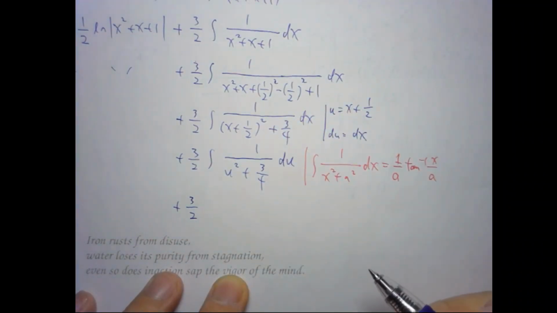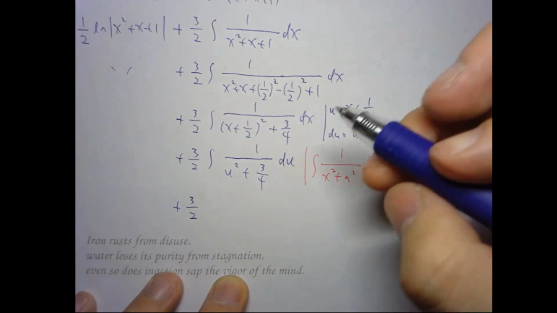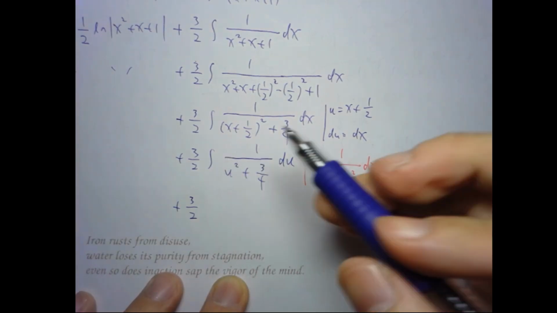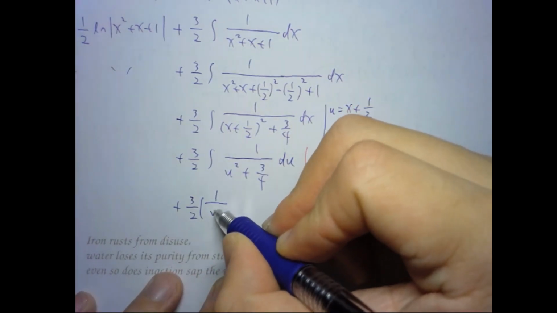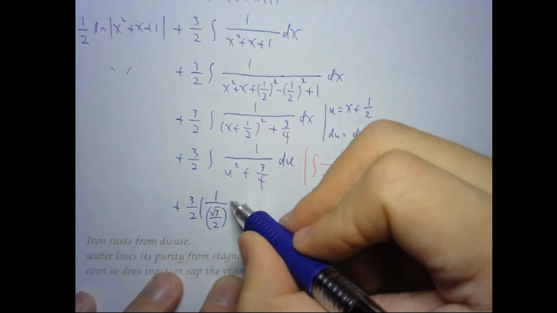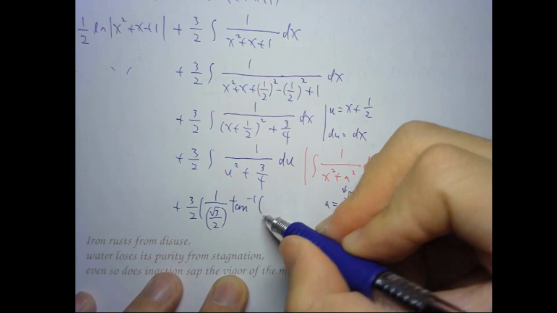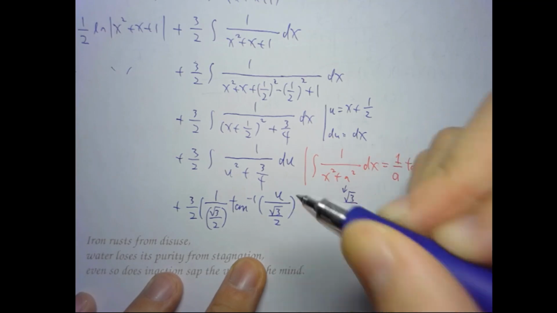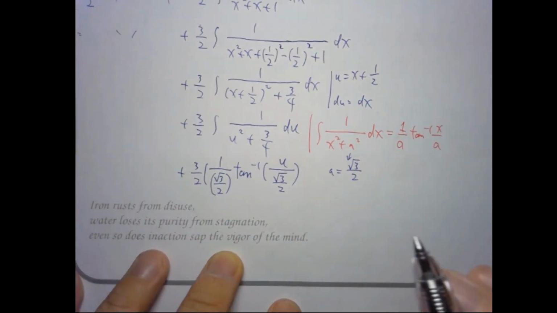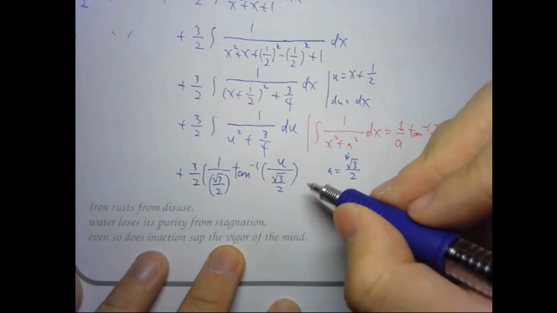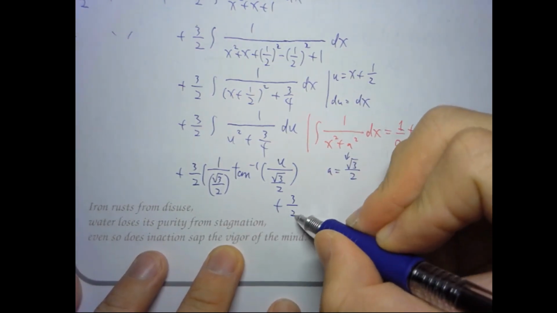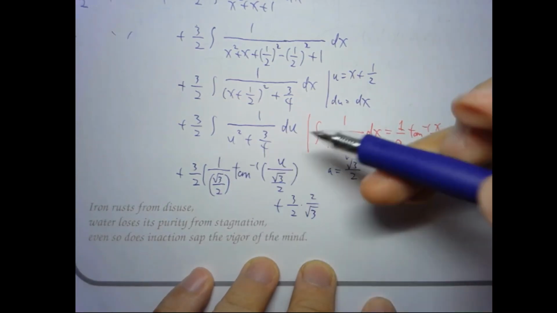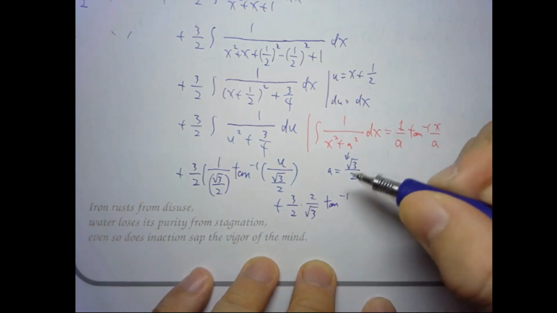Plus 3 over 2. And then 1 over a. So now we know that a is root 3 over 2, right? Okay. 1 over root 3 over 2, and then arctangent, and then in the bracket, u over root 3 over 2. I will not add the plus c here. So now I don't have space. Okay, 2 over root 3. I reverse the denominator. Arctangent.